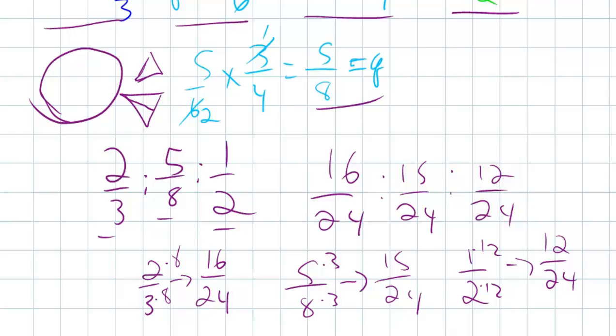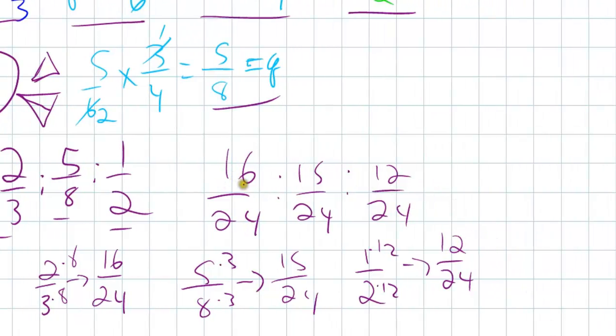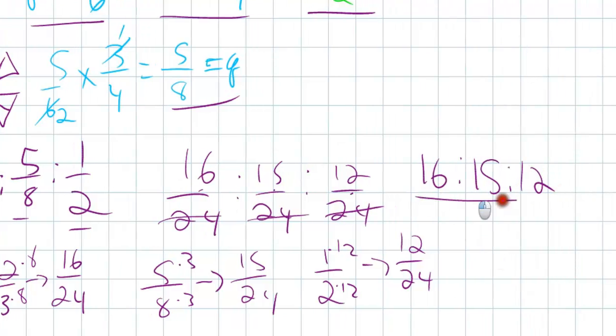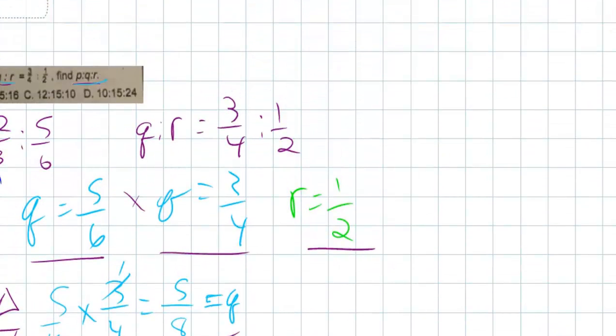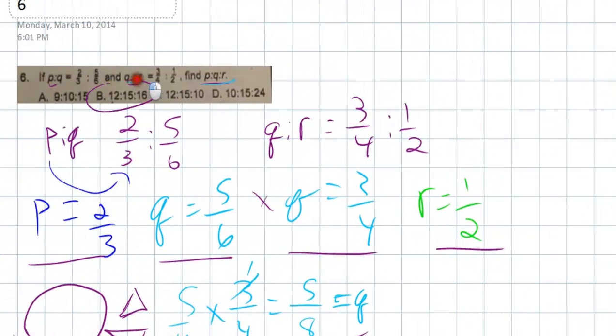So your comparison is going to be 16 to 15 to 12. Once you have this common denominator, you can just ignore it, and it just becomes 16 to 15 to 12. You don't have to worry about the denominators anymore. And so what that would be up here in your answer is actually B.